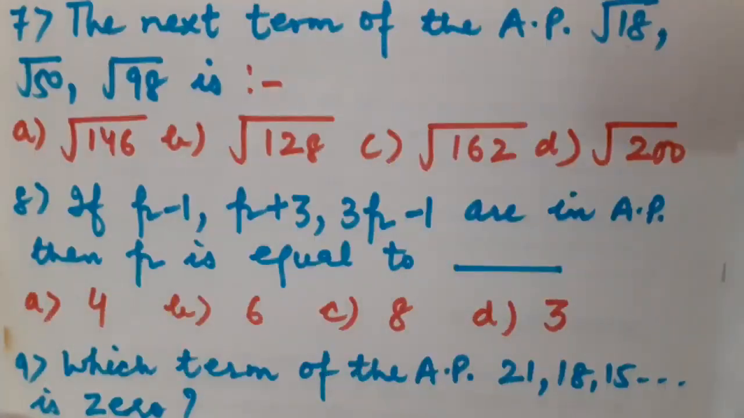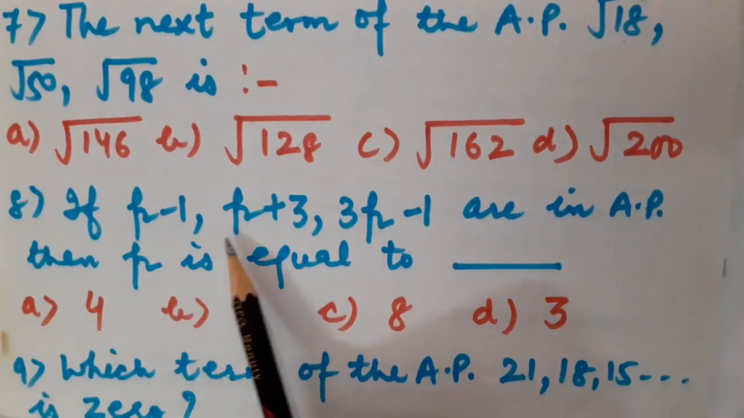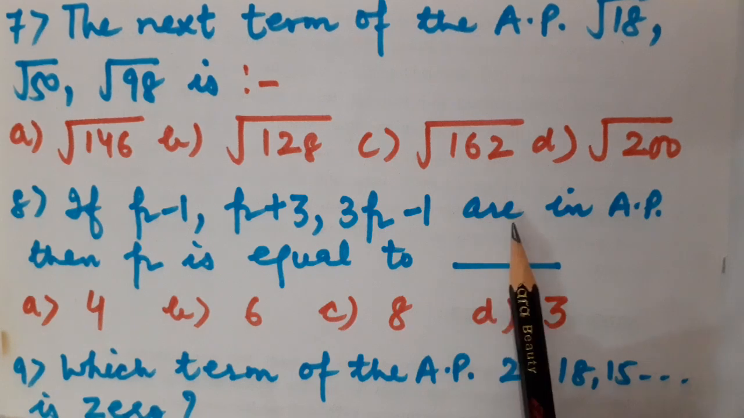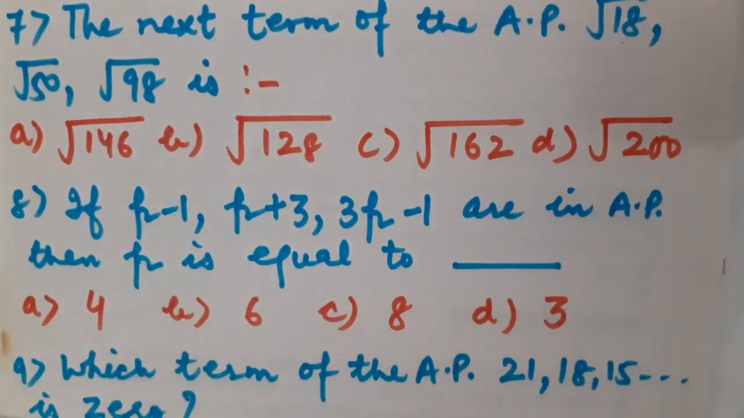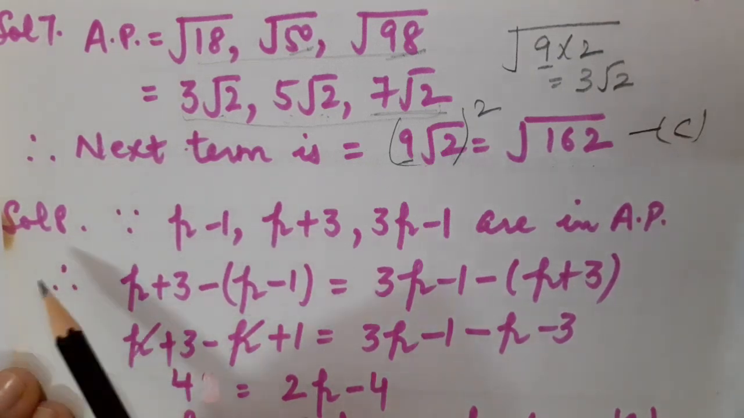Fine. Now the next MCQ, question number 8, is, if P minus 1, comma P plus 3, comma 3P minus 1 are in AP, we will have to calculate the value of P. Here is its solution. Solution number 8.